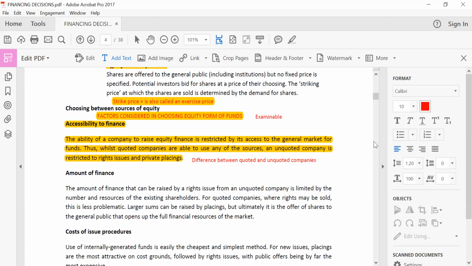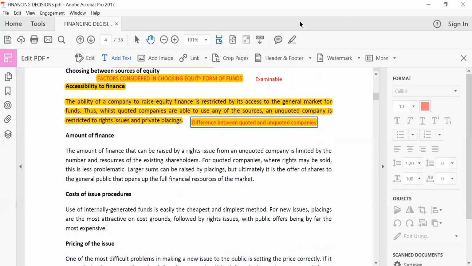So at the moment, though this just came up, we know for sure that in the case of quoted companies, they can use all means to raise their funds. But in the case of unquoted companies, they cannot use right issues and private placement. So please note this. It wasn't an issue that we're looking at, but the explanation brought it up. So it's important for us to consider. But the main point is accessibility of finance or accessibility to finance.